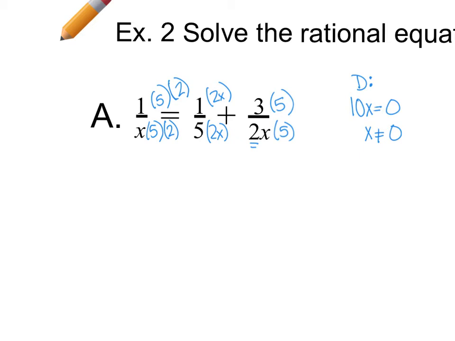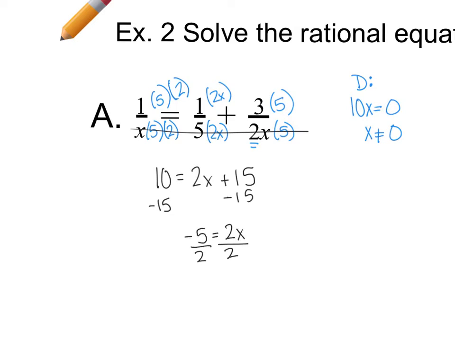So I'm going to drop those denominators once I get them the same and solve the tops. So 10 equals 2x plus 15. We minus 15. So x is going to equal negative 5 over 2. All right, so let's try the next one.